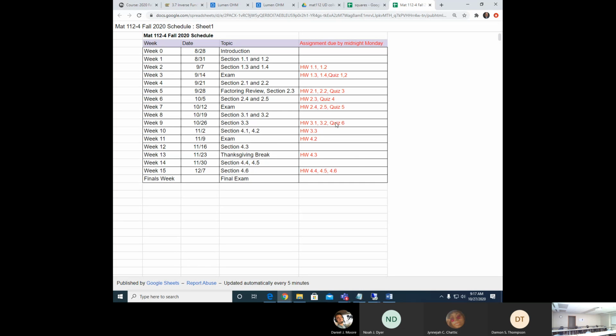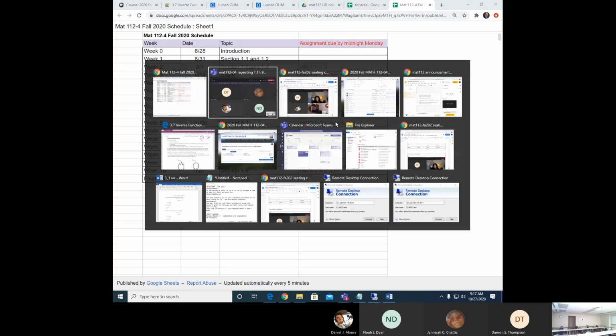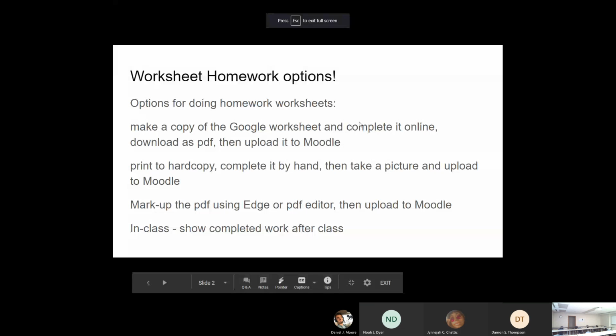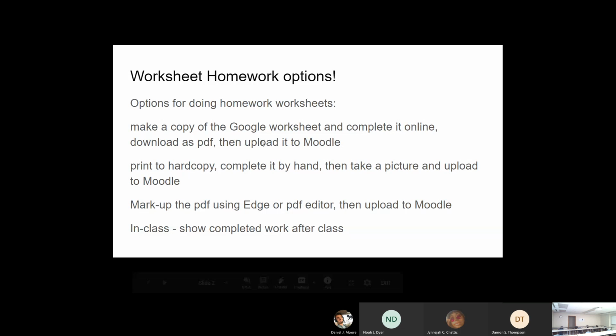Remember, for the homework, let me bring up my little announcements page. Where'd my announcements page go? I had an announcements page. For your homework, remember, as we're working on these worksheets, you can actually edit it as a Google worksheet if you make a copy of it. Then when you're done with it, download it as a PDF and upload that to Moodle.